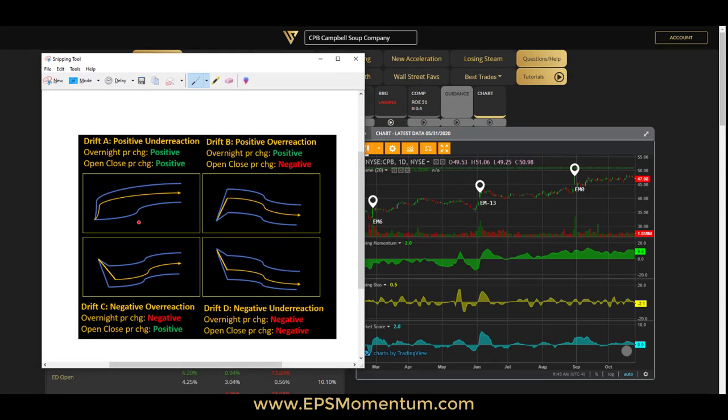You have four possibilities. The drift A, so they're both positive, the overnight and the change are positive. Then the stock will just go up and then drift up all the way to the end of the quarter. Okay, so that means that investors have underreacted to the move. It's a positive move, but they should have bought the stock more. Since they didn't buy it more, it will drift up all the way.